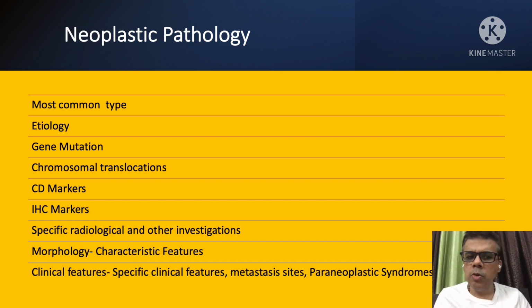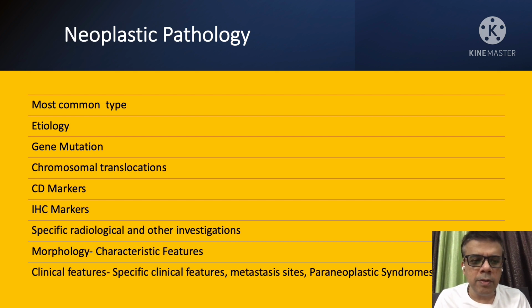So let's come to neoplastic pathology first. In this, you have to remember the most common type of neoplasm: in which age group, which is the most common neoplasm, which is the most common benign and which is the most common malignant neoplasm in each type of tissue, as this is often asked. Etiology is very important, whether it is some environmental or infectious agent, that you need to know. Genetic mutations of most of the important tumors are being asked. Chromosomal translocations are very commonly asked, whether in soft tissue or hematopoietic neoplasms.